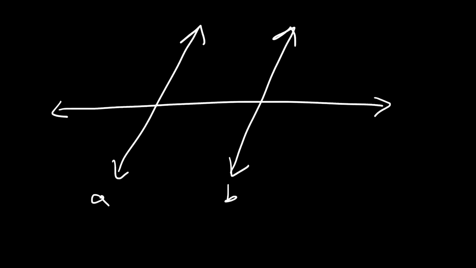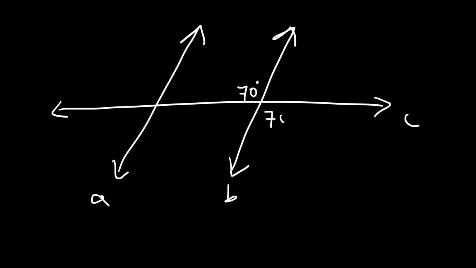Here's another example. So let's say that these two lines are parallel. We'll call it line A and line B. And C is the transversal. So if this is 70, go ahead and find all the other angles.